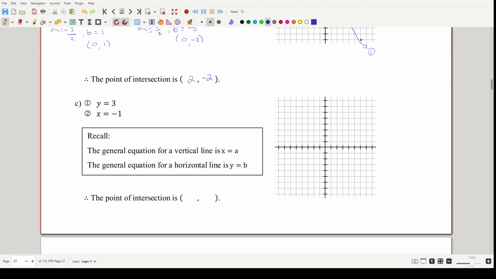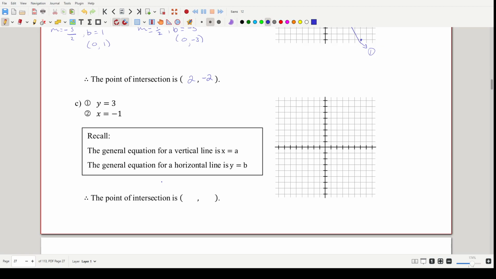How is that possible? Well, what this means, I want you to look at this equation, y equals 3. So what is x? Well, it doesn't matter. What it's saying here is for any value of x, y is still going to be 3. That implies that we have a completely horizontal line.